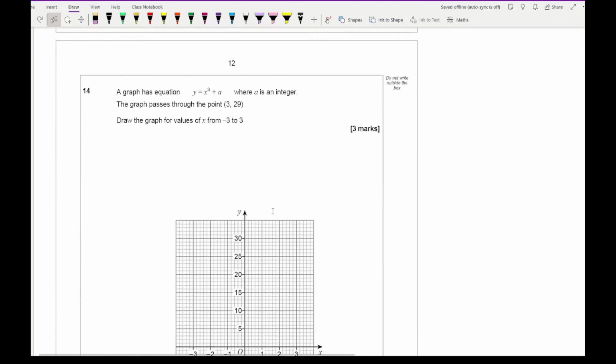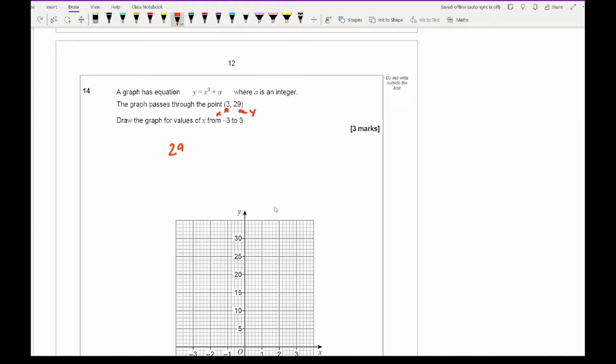Now question 14 says that a graph has the equation of y equals x cubed plus a, where a is an integer. The graph passes through the point (3, 29). Use the graph to find the values from -3 to 3. So what we need to do is plot this. Now what we need to do here is find out what a is first. So for this, 3 is our x value and y is our 29.